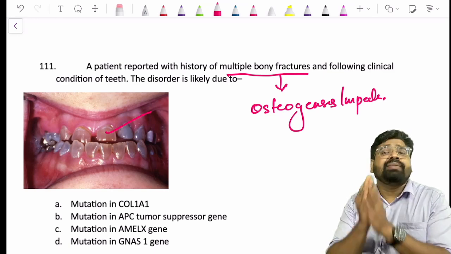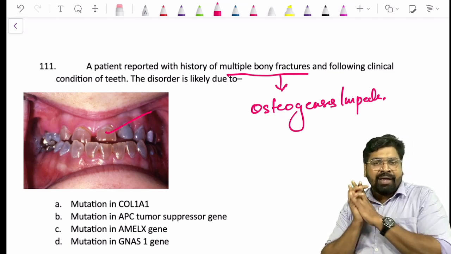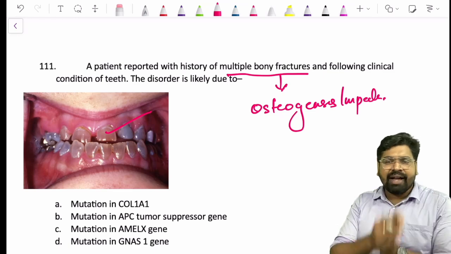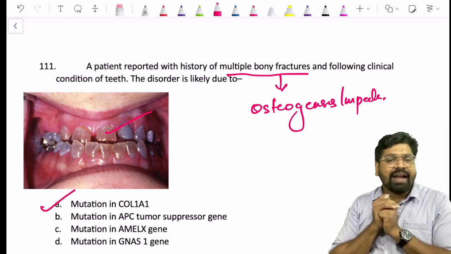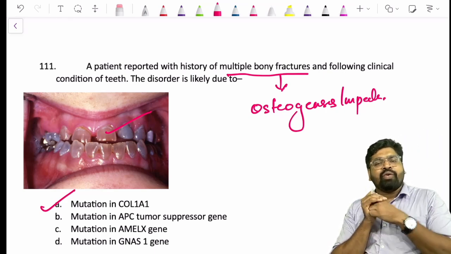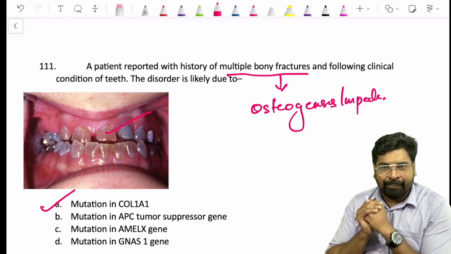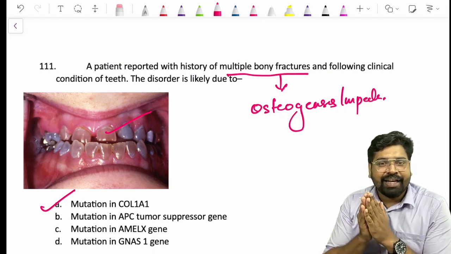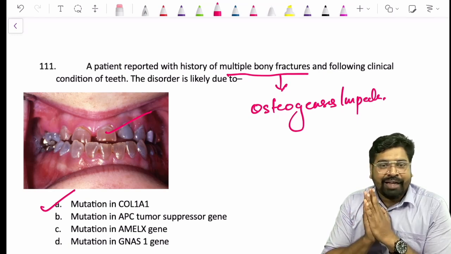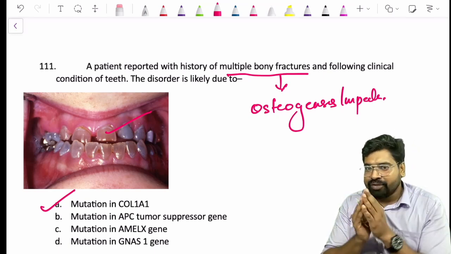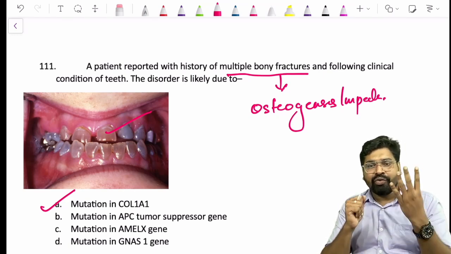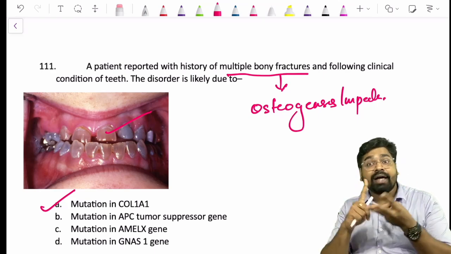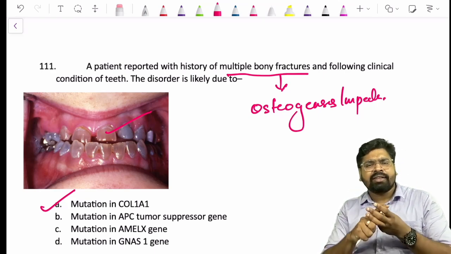And what is the gene mutated here? In both osteogenesis imperfecta and dentinogenesis imperfecta, the gene mutation is COL1A1. The answer is COL1A1. Now, how should you prepare for your NEET INI-CET? You should not go just answering it. You should see the other options also. One MCQ has 4 options: one is the answer, and there are the other 3 options. What are the other 3 options?